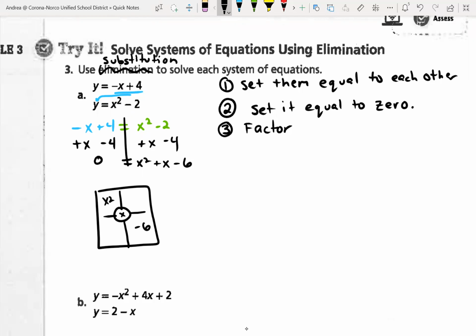Okay, Brandon, what are my factors? Okay, so this will give me 3x. This will give me 2x. Okay, I want the middle term to be a positive number. So which one needs to be negative and which needs to be positive? The 2 needs to be negative, and the 3 needs to be positive. Okay, so my next step now is to separate my factors and set them equal to 0 and solve.